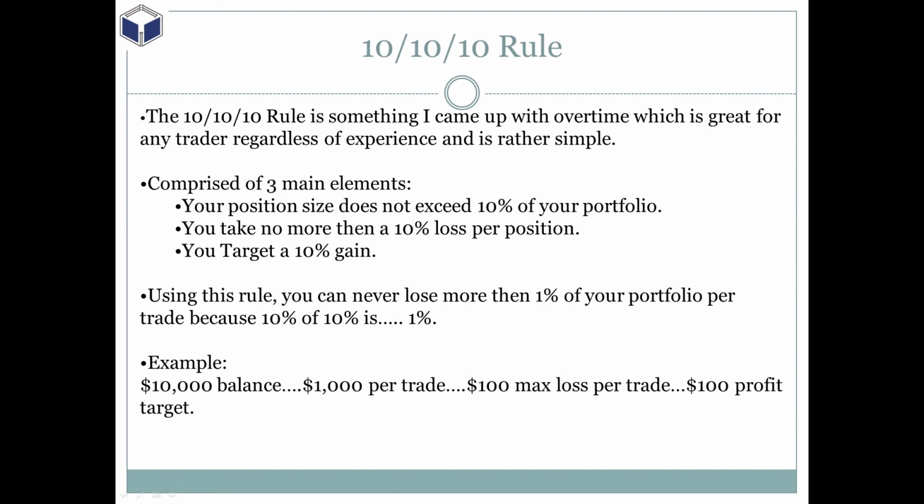Using this rule, you can never lose more than 1% of your portfolio per trade, because 10% of 10% is 1%. So you could make tons of bad trades in a row and you're only going to lose 1% of your entire portfolio each time. This allows you to hit a losing streak and still come out on top.